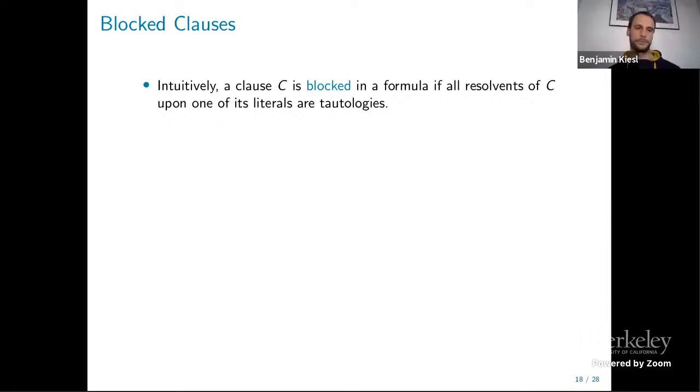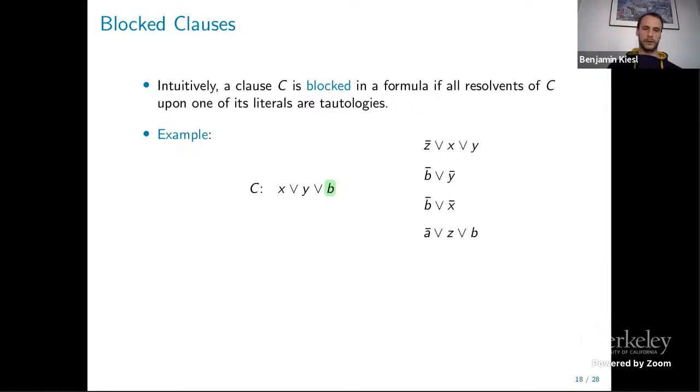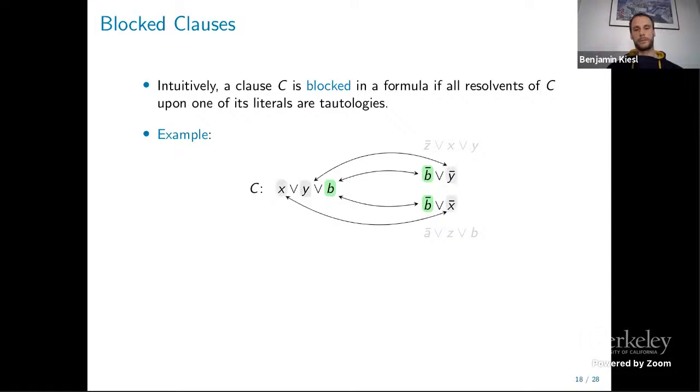And you say a clause is blocked if all resolvents of that clause upon one of its literals are tautologies. And here's an example. So we have the clause C, and now we pick one of its literals, in this case B, and we consider all resolvents upon this literal. And in this case, we can resolve with the two clauses in the middle because they contain not B. We can ignore the other two clauses because they don't contain not B. And then we look at the actual resolvents.